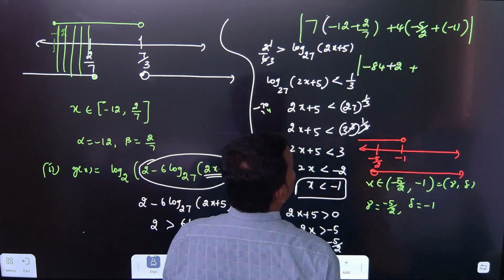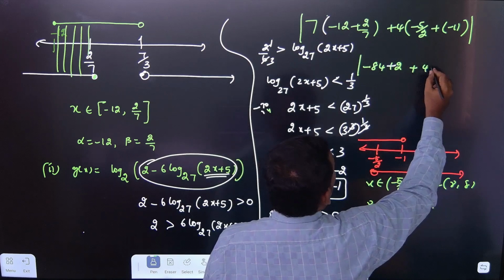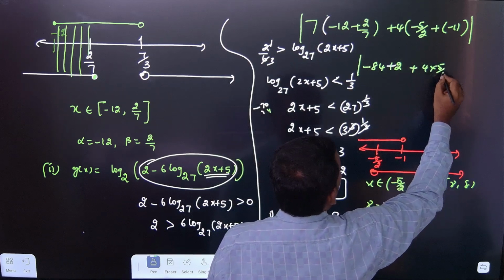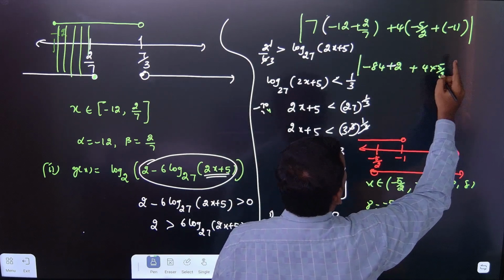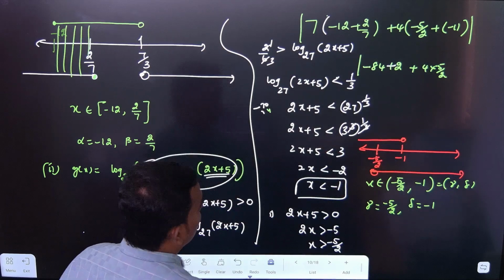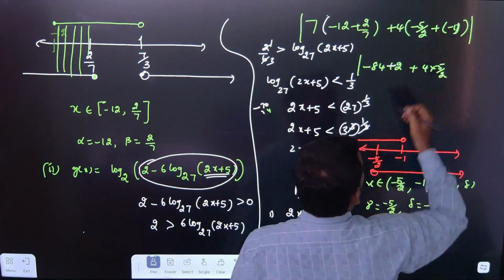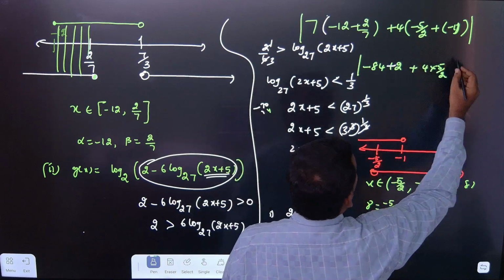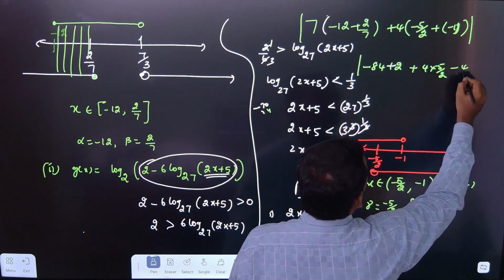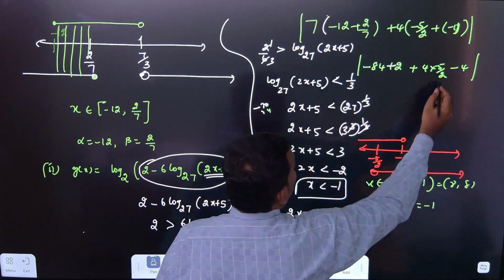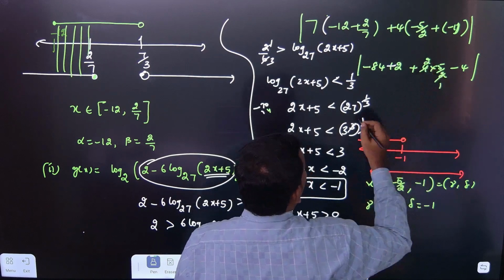Plus 4 you can multiply. So 4 into minus 5 by 2. Minus, what is that one? Delta is minus 1, no? I have to be very careful. Minus 1. So you can multiply here minus 4, right? Yes. So you can see 1 times here, 2 times.